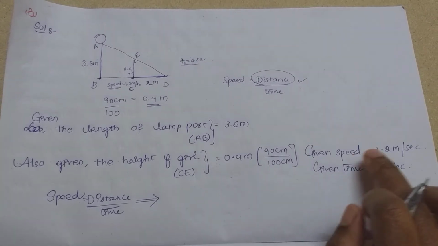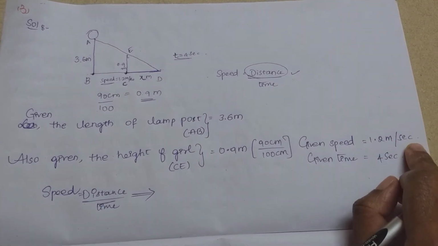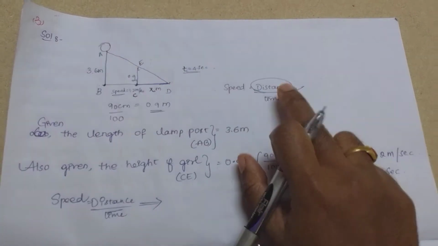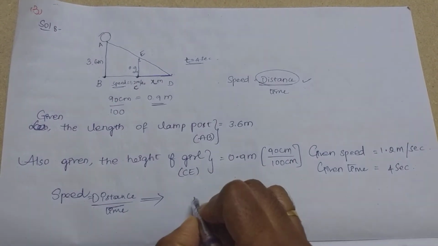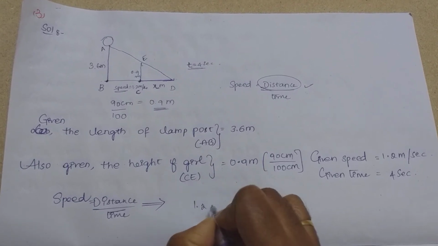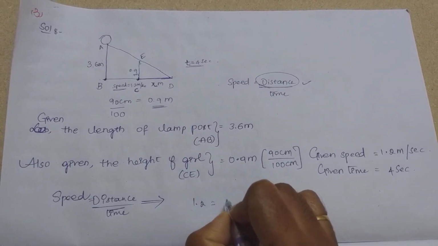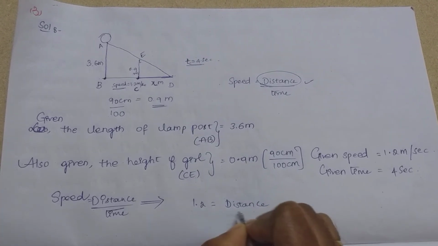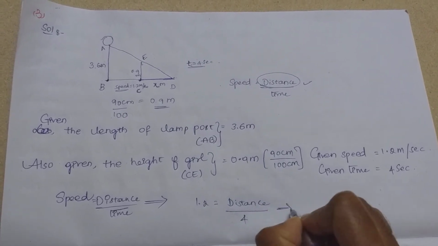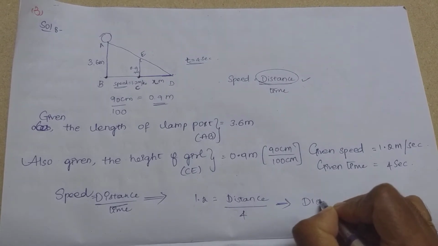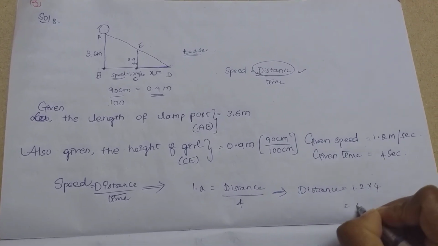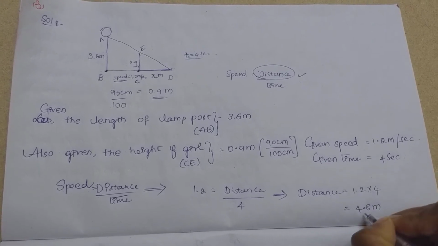Also given here, speed is 1.2 meters per second and time equals 4 seconds. So based on these two pieces of information, we can find the distance, right? Speed 1.2 equals distance divided by time, which is 4. So distance equals 1.2 into 4, that is equal to 4.8 meters.